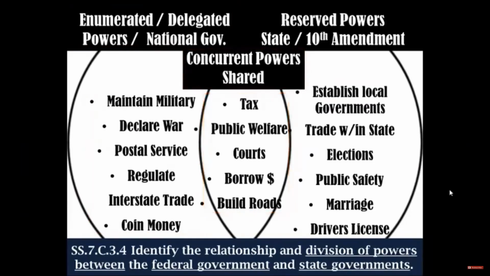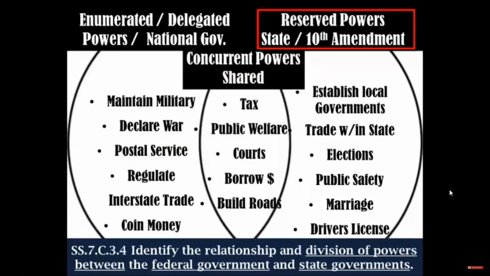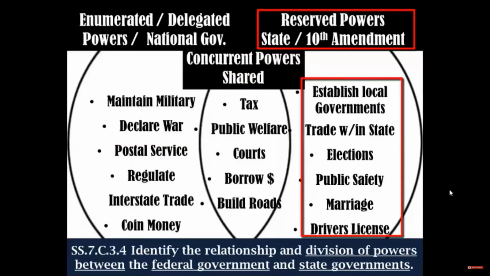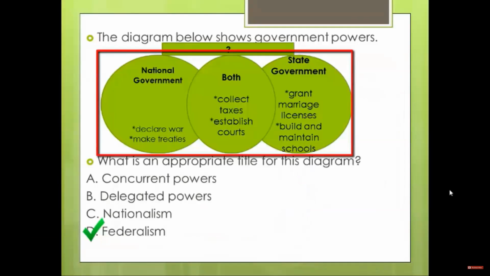and build highways. For state powers, remember, we get the name reserve powers for the states from the 10th Amendment, which says that all powers not delegated to the national government are reserved for the states. And these include establishing local governments, intra-state trade, which is trade within the state boundaries, elections, public safety, marriage, and driver's licenses. I've seen practice tests where they will give you this exact chart and ask you what the title of the chart should be, and the answer is federalism.